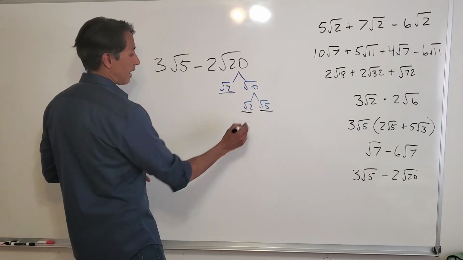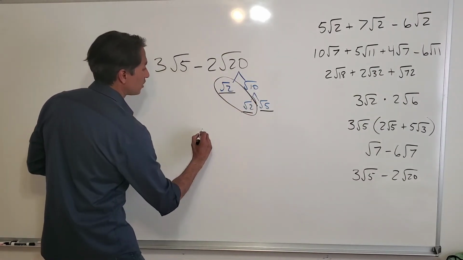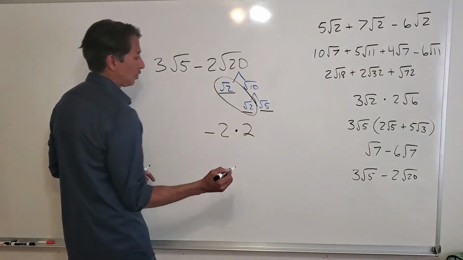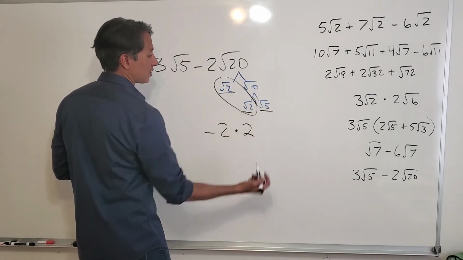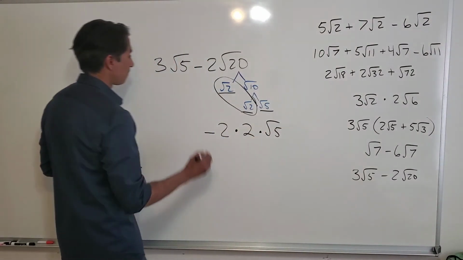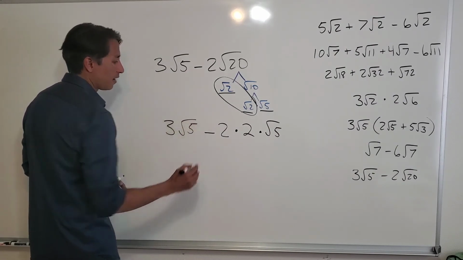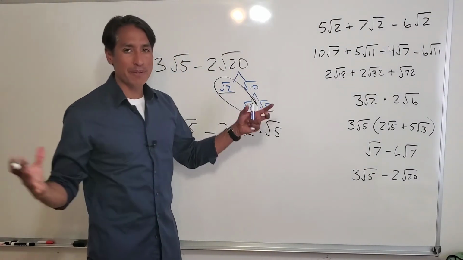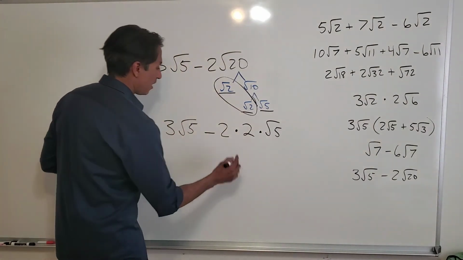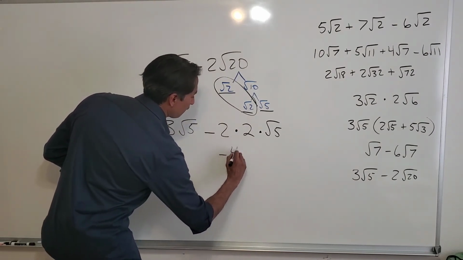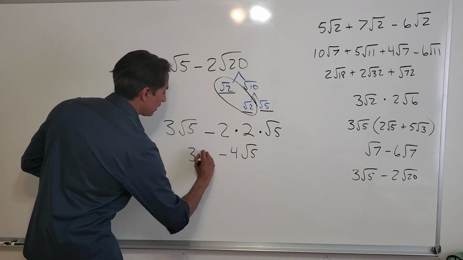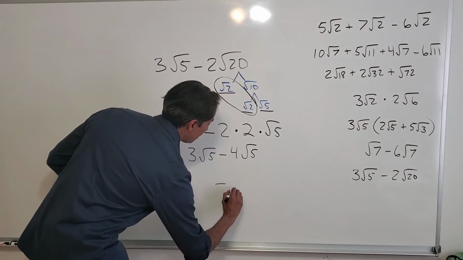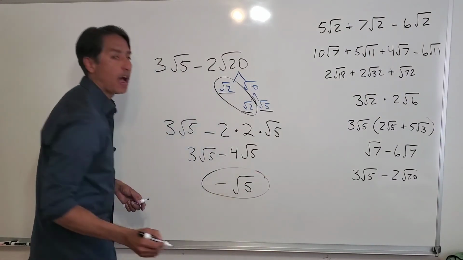Yes. So I have this guy here. So instead of it being minus 2, it's actually minus 2, and then times another 2. And then is there anything left? Yes. Times square root 5. In the front, I just have 3 square root 5. And it just so turns out that I got a square root of 5 and a square root of 5, so I'm probably going to combine all of this stuff. Negative 2 times 2 is negative 4. So I have 3 square root 5 minus 4 square root 5, which is just negative square root 5.